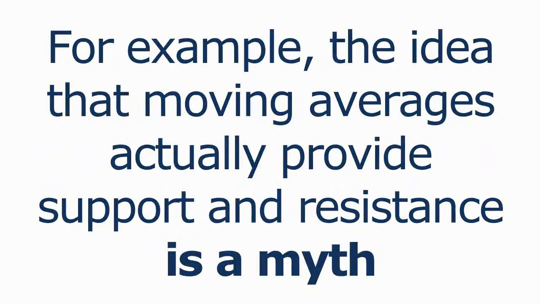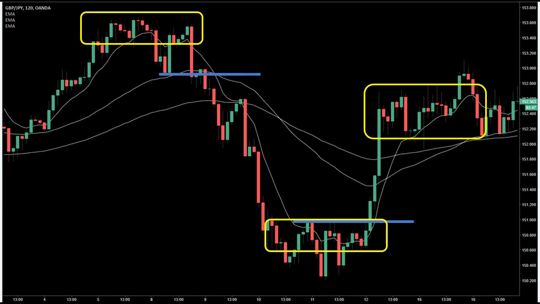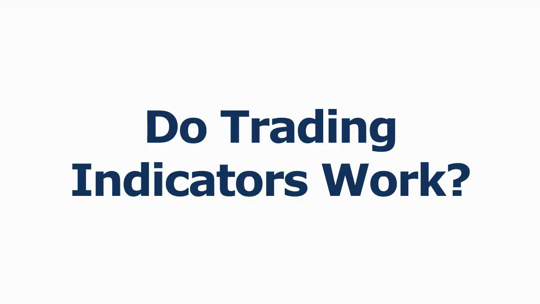For example, the idea that moving averages actually provide support and resistance is a myth. Now, looking at this chart again, when the moving average connects with price, what you're really seeing is the average price not being as large as recent history, and the moving average just catches up to price. So do trading indicators even work?